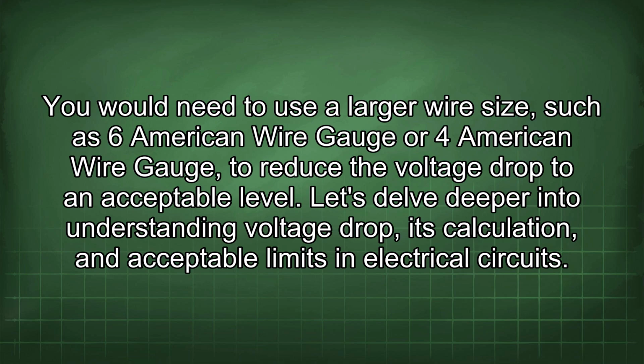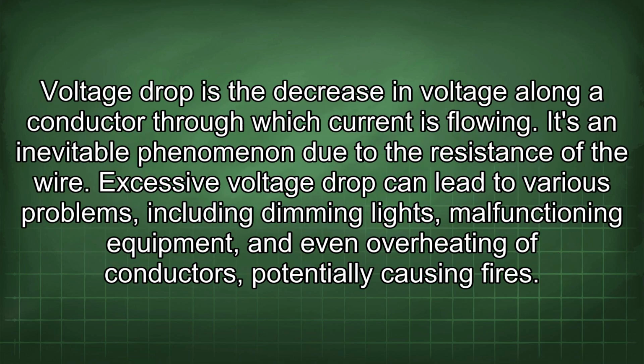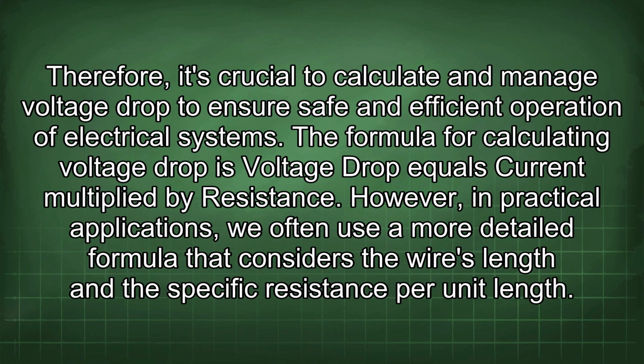Let's delve deeper into understanding voltage drop, its calculation, and acceptable limits in electrical circuits. Voltage drop is the decrease in voltage along a conductor through which current is flowing. It's an inevitable phenomenon due to the resistance of the wire. Excessive voltage drop can lead to various problems, including dimming lights, malfunctioning equipment, and even overheating of conductors, potentially causing fires. Therefore, it's crucial to calculate and manage voltage drop to ensure safe and efficient operation of electrical systems.